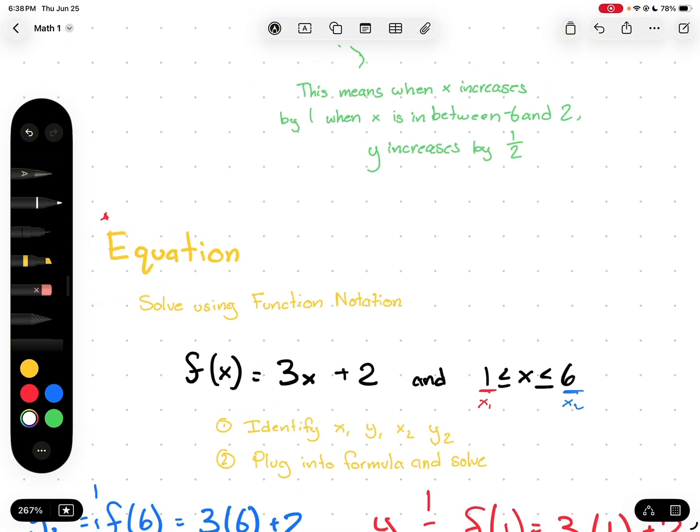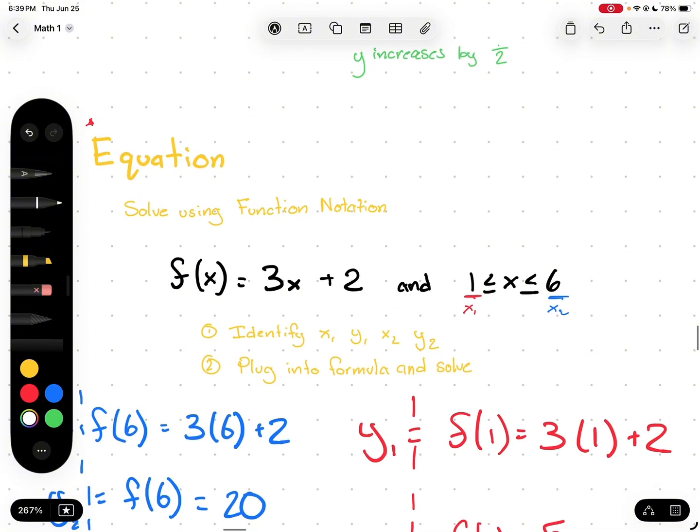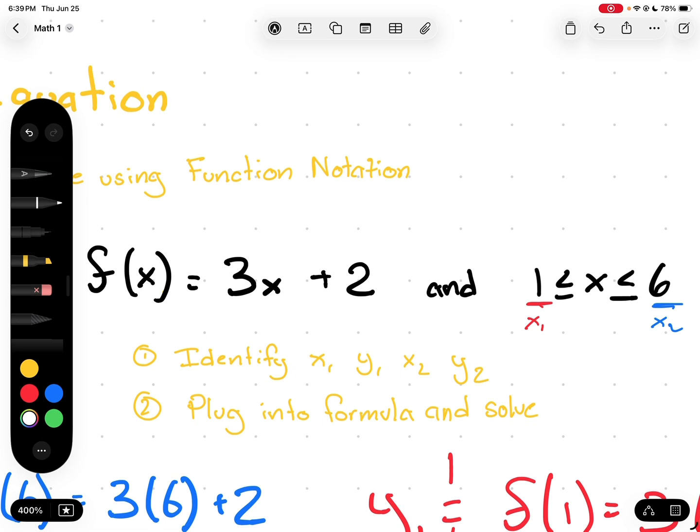And lastly, we have our equations. We have to solve these using function notation. So if you don't understand function notation, I would go back and watch the lesson before this one, and make sure that you have function notation solid. So our first step is to identify x1, y1, x2, and y2. This is our equation, and we have to solve this using function notation. Right now, we have x1 and x2. It's given to us. We'd have to find y1 and y2.